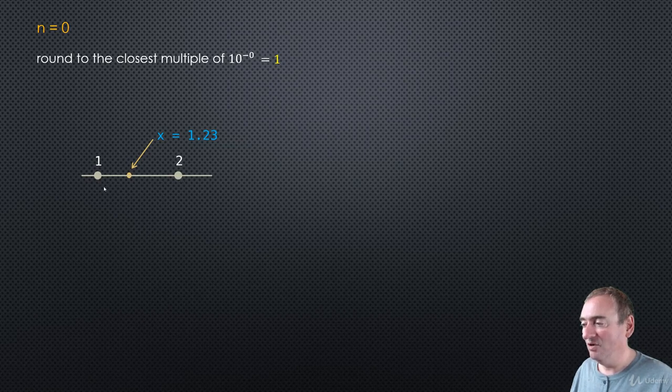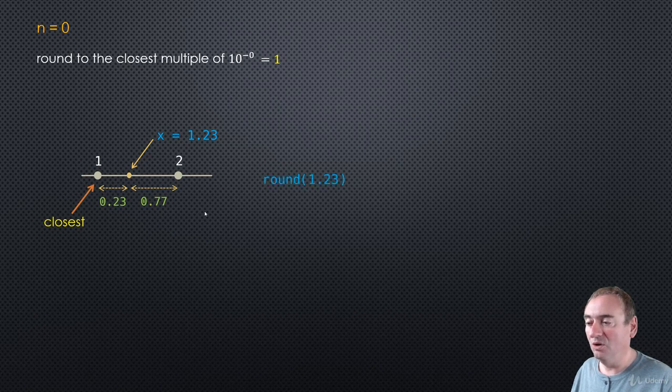So the two contenders that we have are 1 and 2. They are multiples of 1, and they're the two numbers that are around 1.23. So 1.23 sits in this interval 1 to 2. And to round, we therefore have to find the closest one. So we have to look at the distance between x and those two, and we find that the closest one is 1. So when we call round(1.23), we'll get 1. Okay, so pretty straightforward, nothing very fancy here. It's called rounding to the closest. But the closest what? Multiple of powers of 10. So for this case, n equal to 0, we're looking to go to the closest multiples of 1.